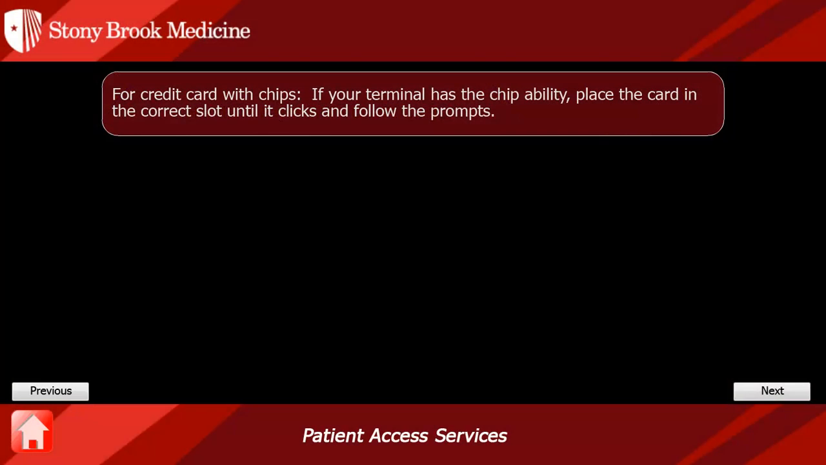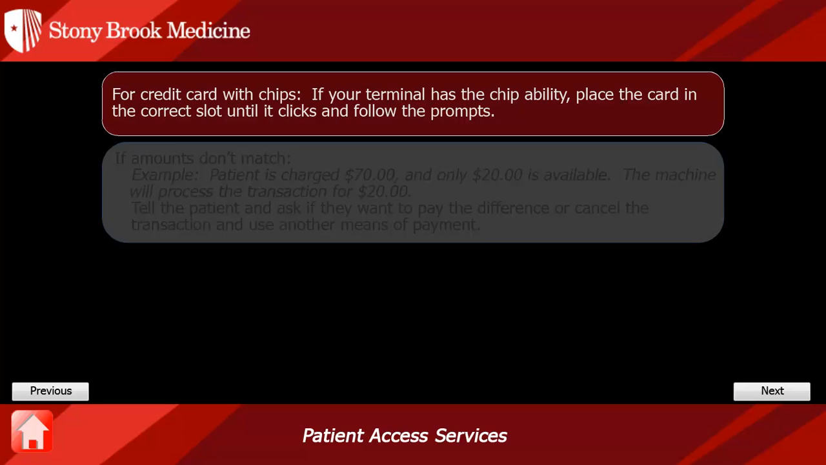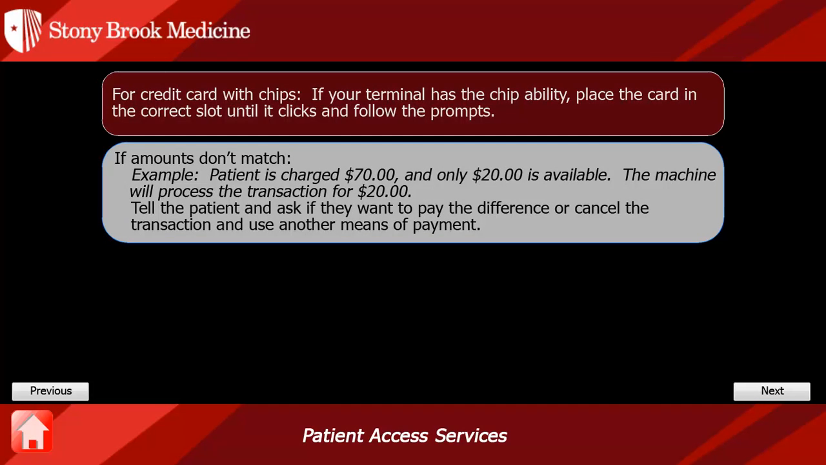For credit card with chips, if your terminal has the chip ability, place the card in the correct slot until it clicks and follow the prompts. If the amounts don't match, for example, the patient is charged $70 and only has $20 available, the machine will process the transaction for $20. Tell the patient and ask if they want to pay the difference or cancel the transaction and use another means of payment.